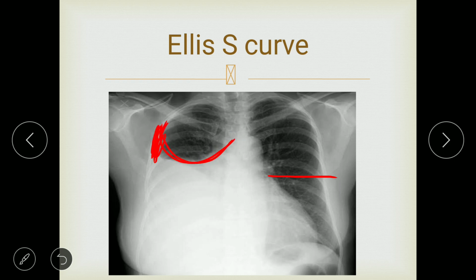There are two angles in chest X-ray. This is one angle, that is cardiophrenic. Phrenic means diaphragm. Cardiophrenic angle and costophrenic angle. Pleural fluid first accumulates here. So, blunting of this CP angle, costophrenic angle, is the first radiological sign in case of pleural effusion.